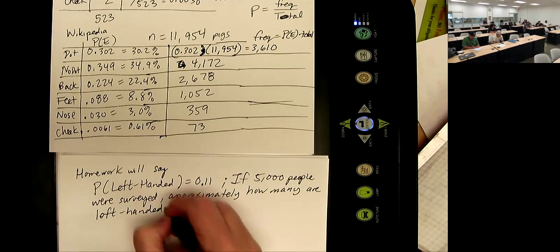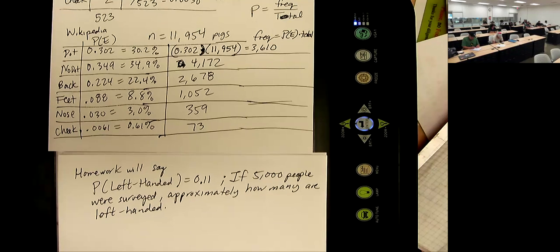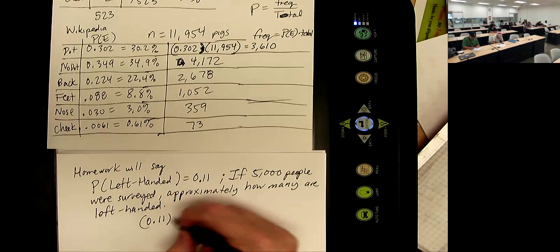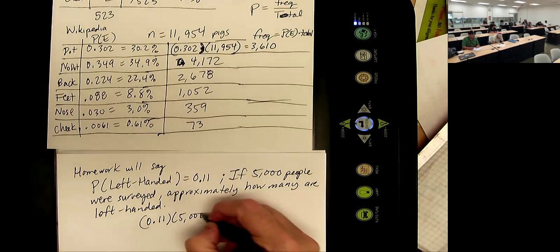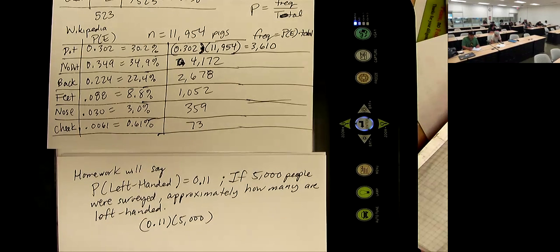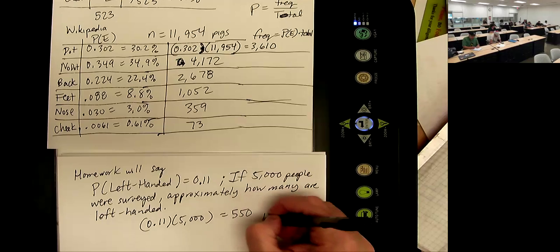There's all sorts of questions like this. They're usually multiples of 1,000. They kind of make it easy. What you're doing is you're gonna take the 0.11, multiply it by 5,000, and your answer would be 550 people.